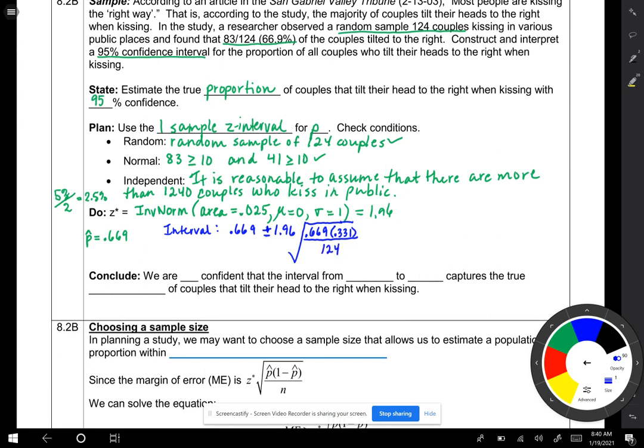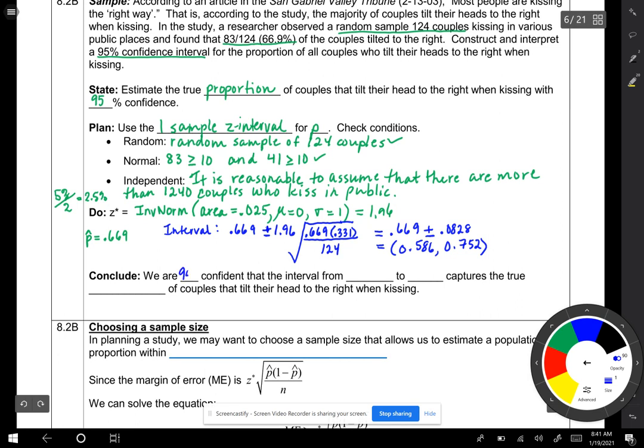And then do all the wonderful math that we do, and I get 0.669 plus or minus. So I do all the stuff in the square root, I'll take the square root of it and then multiply it by 1.96, and I get 0.0828. And that'll give me an interval of, so I do 0.669 minus 0.0828, and that'll give me 0.586. And then I do 0.669 plus 0.0828, and I get 0.752. And so that's our interval.